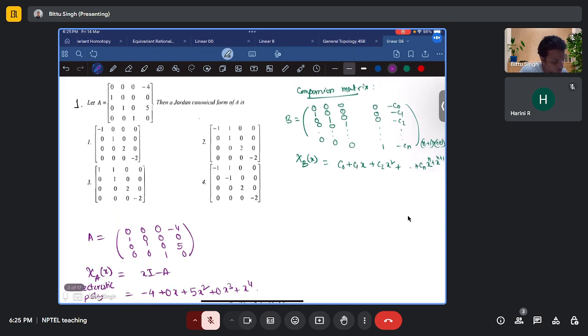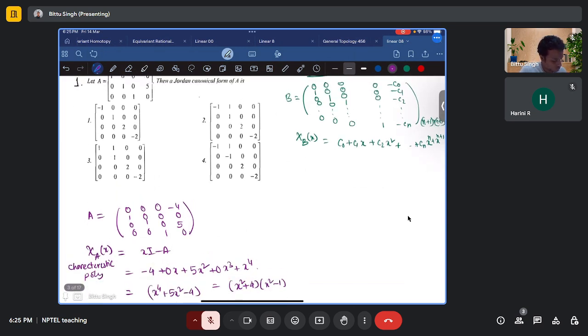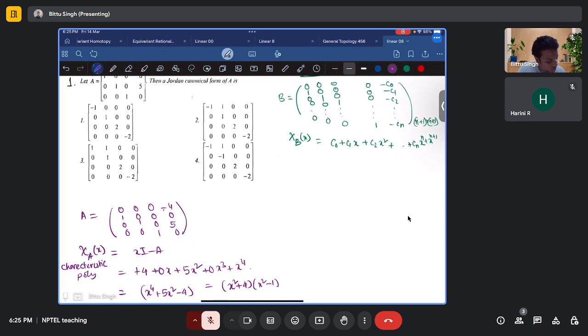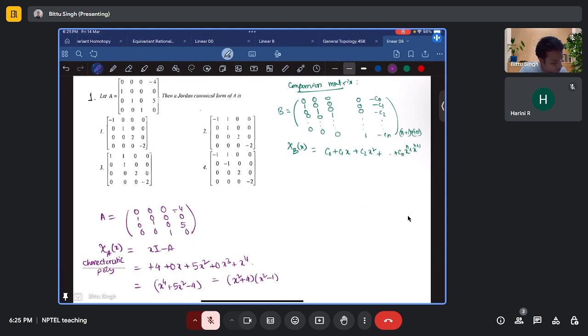Okay, is there any mistake? Maybe I have made some mistake. Let us look. Sorry, just look at the sign. There is minus C0, that's why I made a mistake. We need to take care of the sign. So minus 4 is actually plus 4, and 0. Then there should be minus 5, but I wrote plus 5, so it will be minus 5. After that, it is okay.